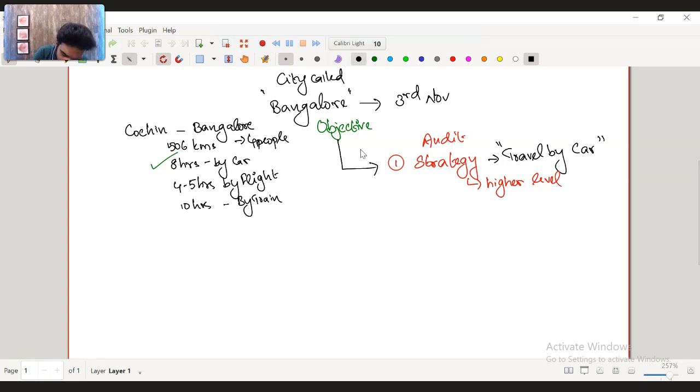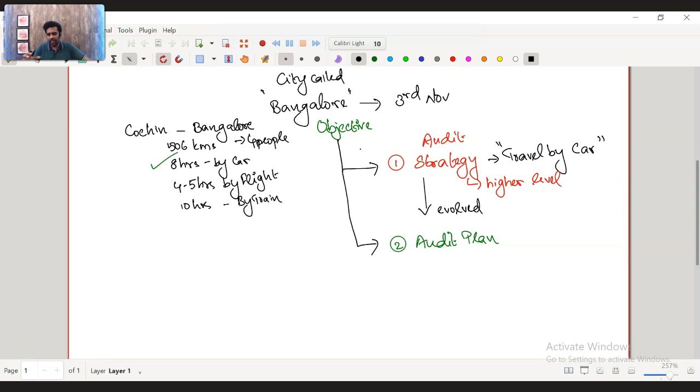So that's what is important. As a strategy, you just fixated that this is what you're going to do, which is a higher level. But your strategy will get evolved into a detailed audit plan.